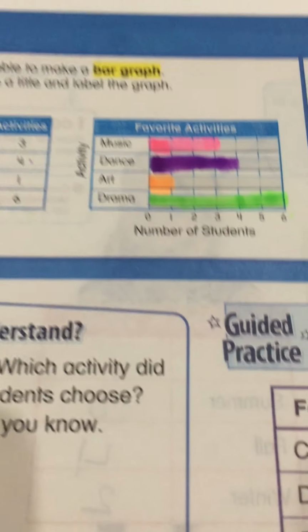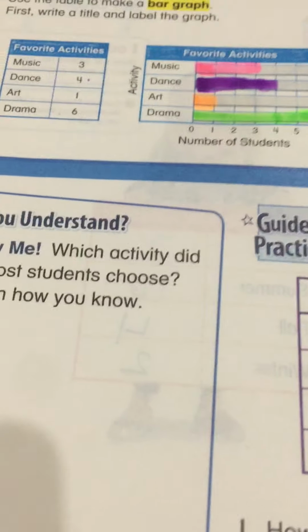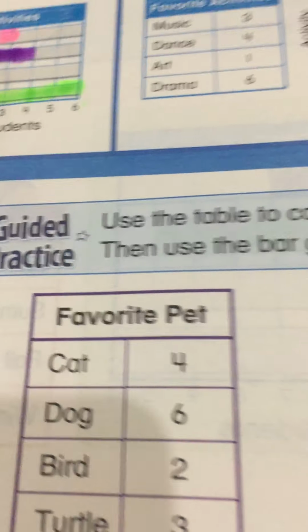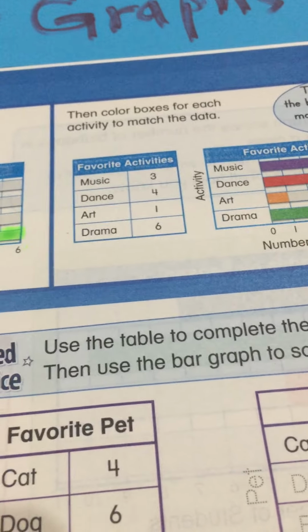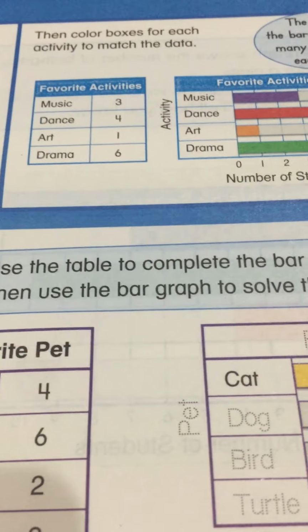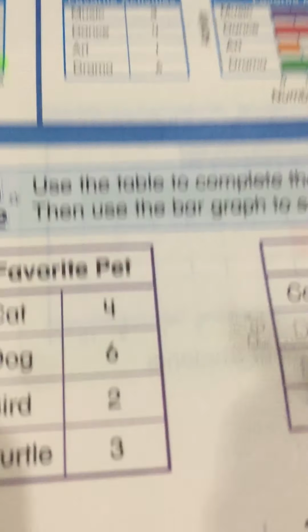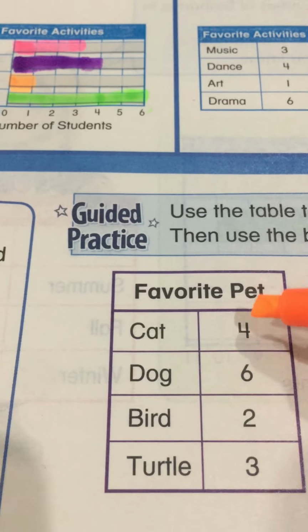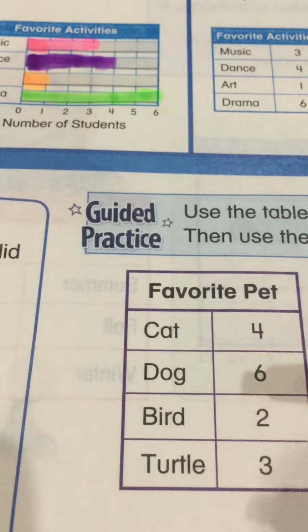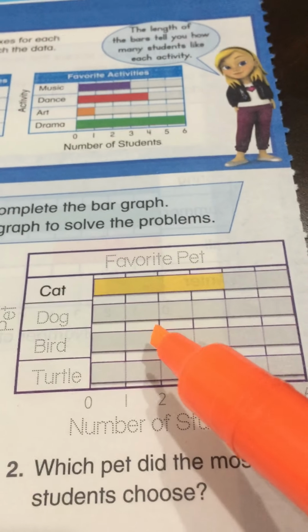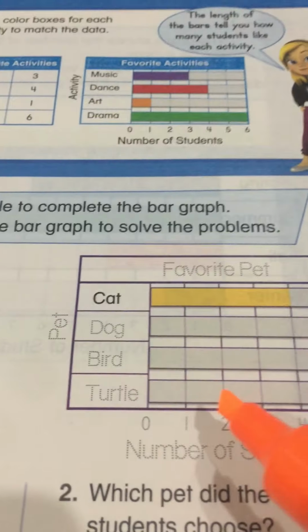Now let's see our next question, which is: use the table to complete the bar graph, then use the bar graph to solve the problem. So here they want us to use this table to complete the bar graph. We already have the information here in the table, and they started the bar graph for us, but they did not finish it. Then we have to finish it.